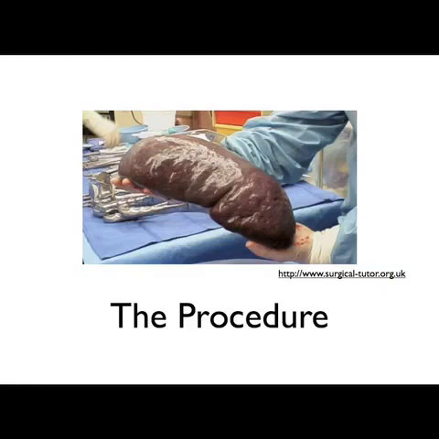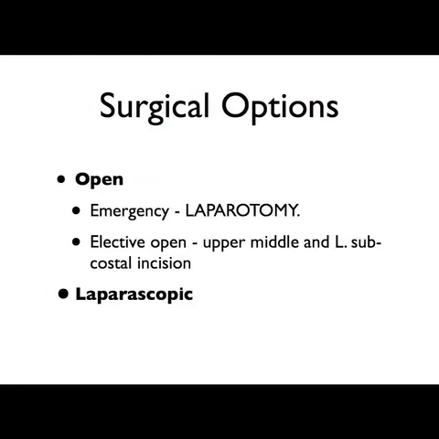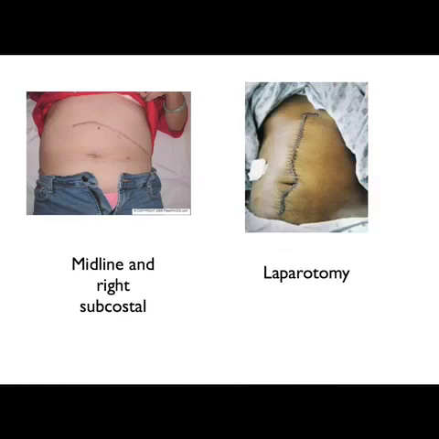The procedure itself. There are two basic options. You can do an open splenectomy or you can do a laparoscopic splenectomy. Obviously, in the emergency setting, you're going to want to do a laparotomy to get at the spleen. And in an elective situation, you can do an upper, middle, and left subcostal incision. And there are the two scars there.